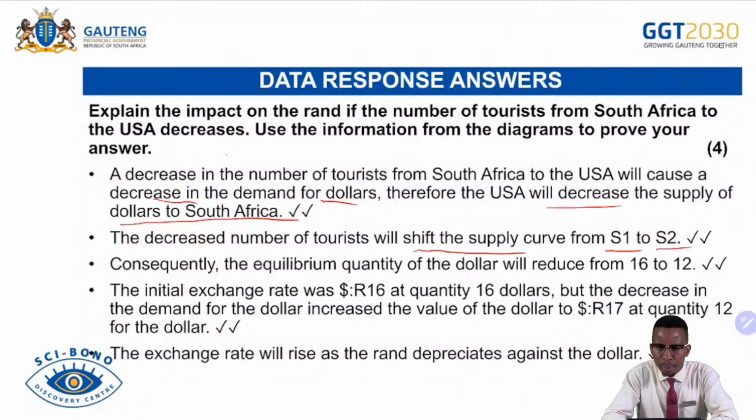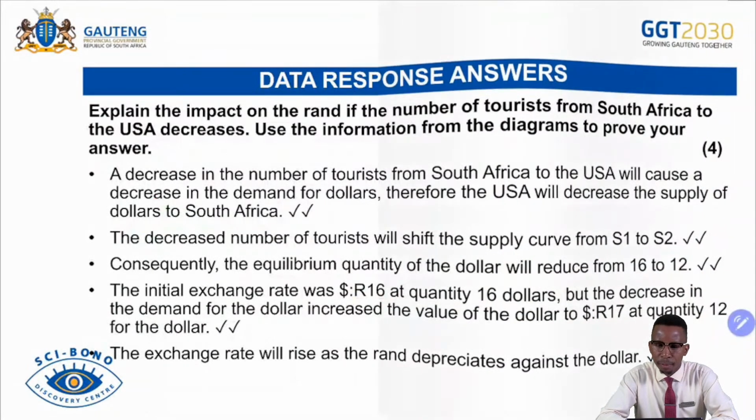Consequently, the equilibrium quantity of dollars will reduce from 16 to 12. The initial exchange rate was 16 rand at the quantity of $16, but the decrease in the demand for the dollar increased the value of the dollar to 17 rand at the quantity of 12 for the dollar. The exchange rate will rise as the rand depreciates against the US dollar.